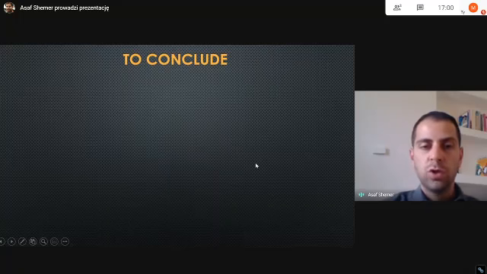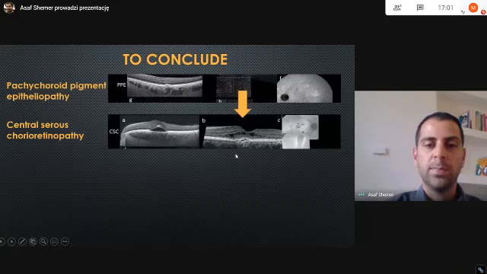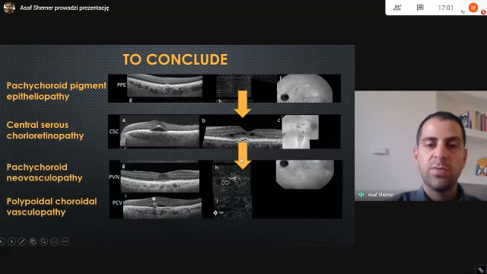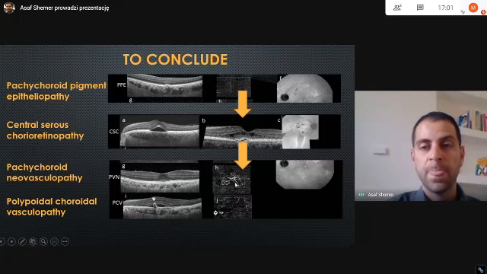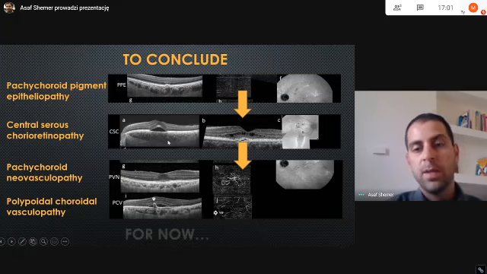So if I want to conclude, our patient first presented with PPE, then with CSCR in his right eye. But finally, his right eye progressed to pachychoroid neovasculopathy, PNV, and polypoidal choroidal vasculopathy. And his left eye is now starting to progress as well with PPE. And that's all for now.